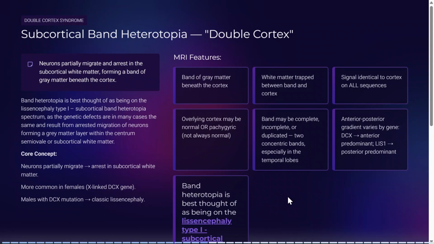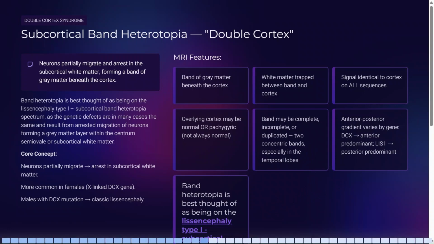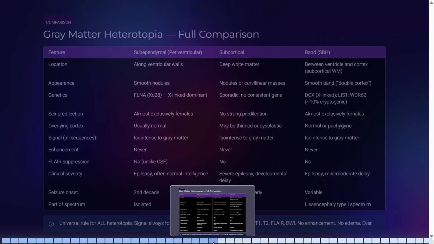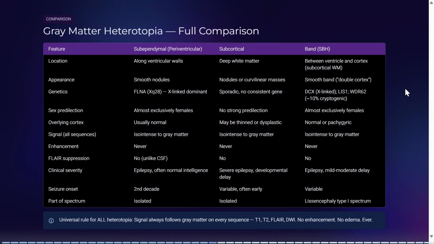Now let's see our table to revise these heterotopias with their differences. We just reviewed that subependymal is within the ventricular wall, subcortical is in the deep white matter, and band is between ventricle and cortex. Appearances vary, and then we have genetics, and signals will always follow the gray matter. They will never enhance, and seizure onset is variable, and the part of the spectrum is only this one, the band, double cortex one.